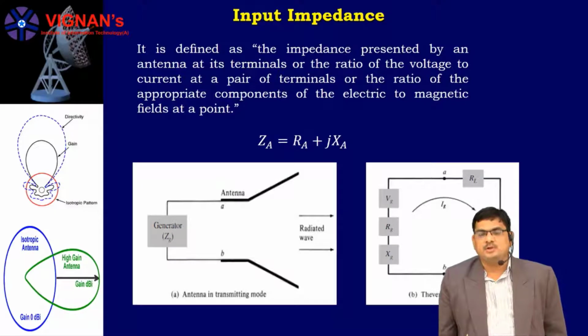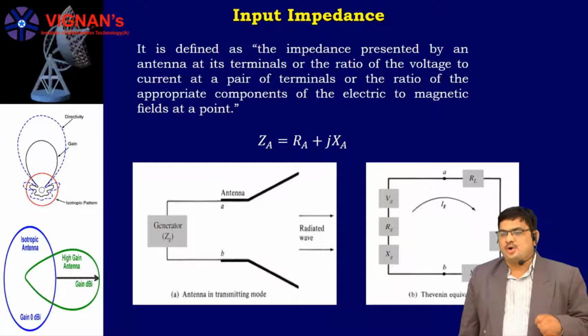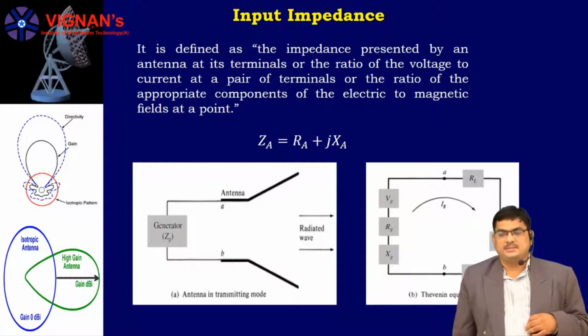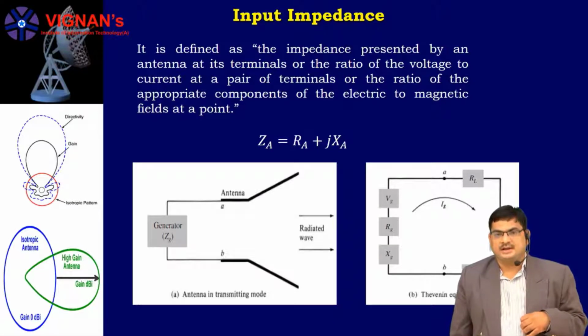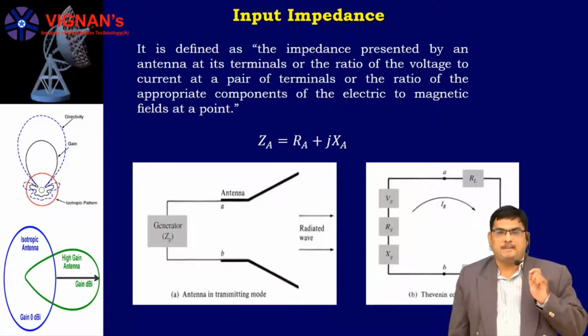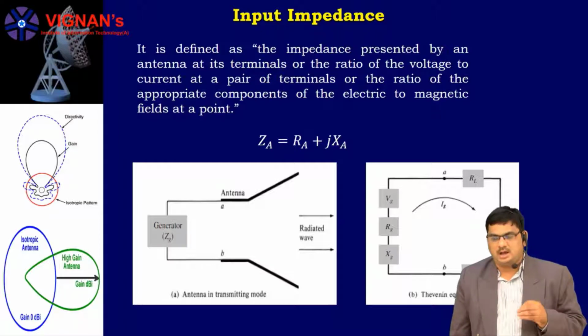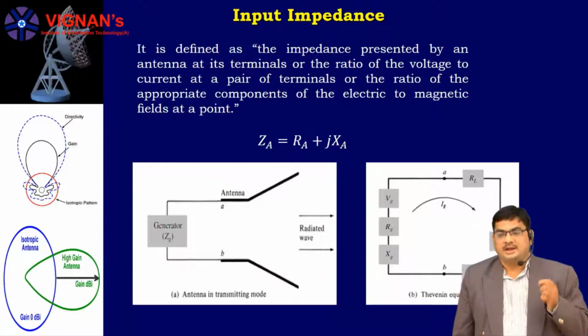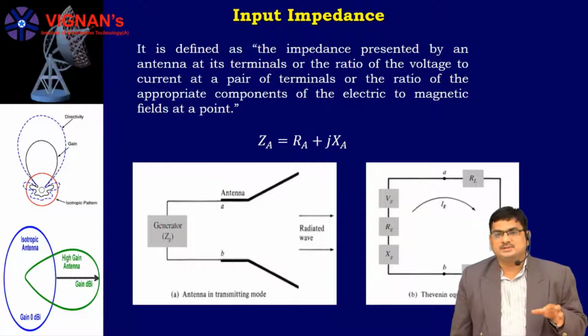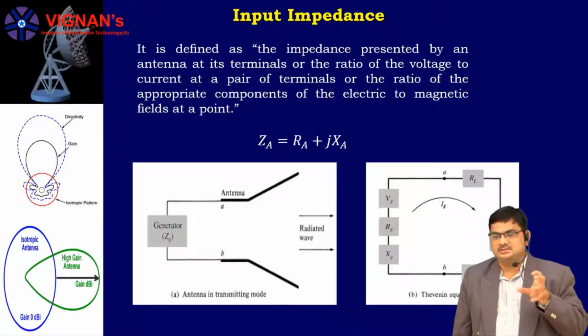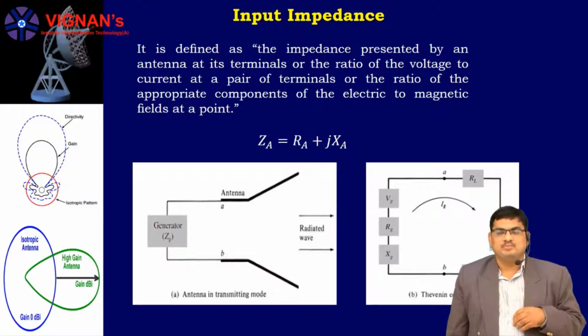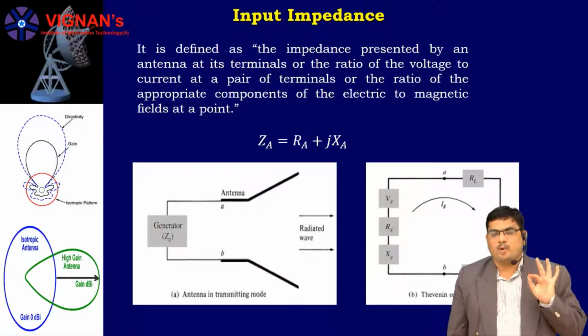Antenna input impedance is defined as the ratio of the impedance presented by an antenna at its terminals, or it is also defined as the ratio of the input voltage applied to the current at a pair of terminals, or as the ratio of the appropriate components, that is the electric field and the magnetic field at that point.